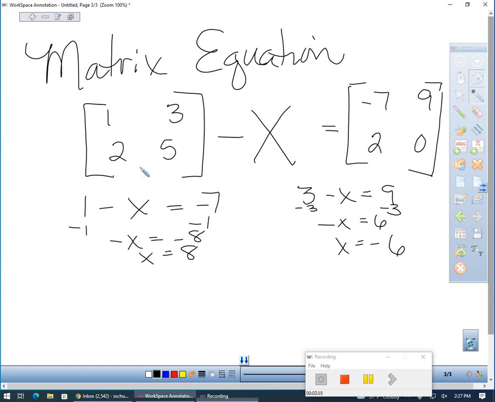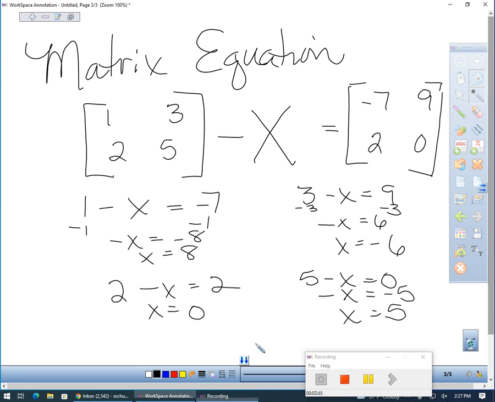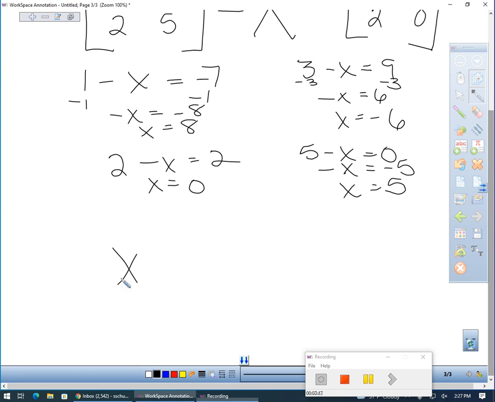Doing the second row, we have 2 minus x equals 2. What does x equal for this one? Good, x equals 0. And in the last one, we have 5 minus x equals 0. Subtracting 5 over, we get -x equals -5, so x equals 5. So my final answer is that x equals the matrix 8, -6, 0, 5.